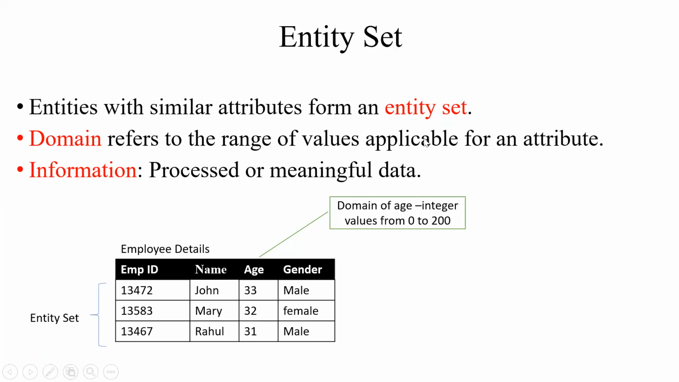What is a value? I have told what is a property, and properties are those which can be assigned some values. Here in this example, what are the properties? Employee ID, name, age, and gender. What are the values? Values are for the name we have given John, age we have given 33. What are the possible values for a particular attribute? Those are known as domain. For age, we are not expecting any alphabets. So I'll be setting the domain for age as 0 to 200.